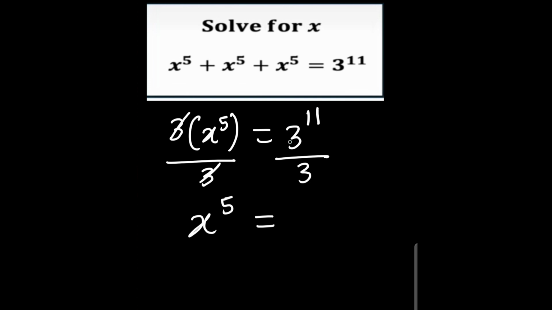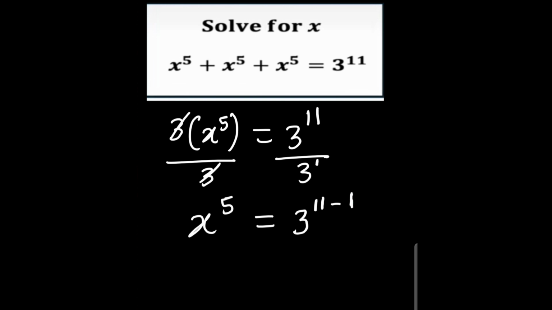As you can see, the bases are the same, and this 3 can also be written as 3 raised to the power of 1. So we're going to recall the division property of indices. When the bases are the same, we subtract the powers. So we write one of the base, then we subtract the power. The first power is 11 minus the second power, which is 1.